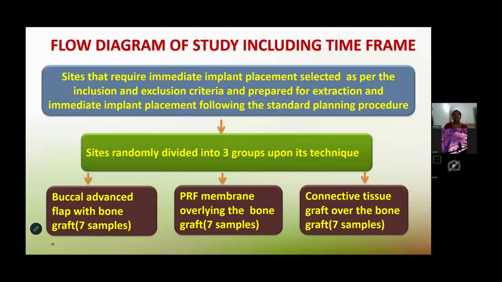The sites that require immediate implant placement were selected as per the inclusion and exclusion criteria and prepared for extraction and immediate implant placement following the standard planning procedure. Sites were randomly divided into 3 groups upon its technique. Group A was buccal advanced flap with bone graft, 7 samples. Group B was PRF membrane overlaying the bone graft, 7 samples. And Group C was connective tissue graft over the bone graft, 7 samples.